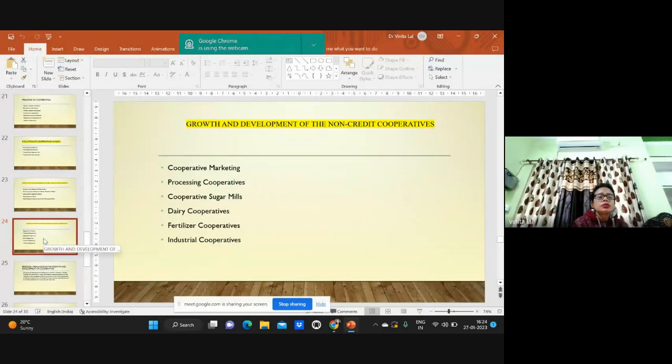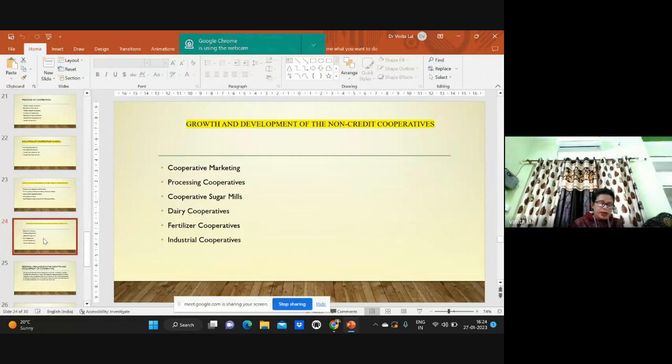Now this is the growth and development of non-credit cooperation. Non-credit cooperation means, what we have learned in the previous unit about the importance and role of credit cooperatives in the development of agriculture in India, equally important are non-credit cooperatives. First one is cooperative marketing. Why the need of cooperative marketing?